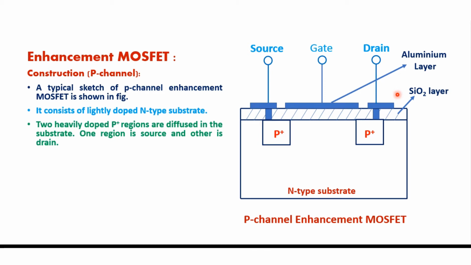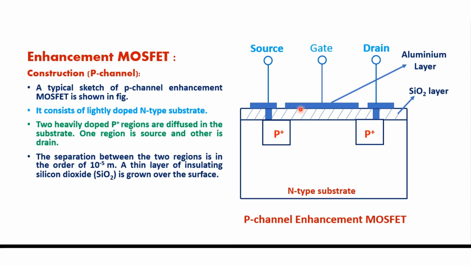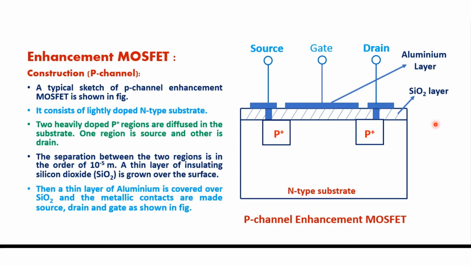Here, as I told you, two heavily doped P regions are diffused in the substrate. One region is the source and the other is the drain. The separation between these two regions is in the order of 10 raised to minus 5 meter, and a thin layer of insulating silicon dioxide is grown over the surface. Then a thin layer of aluminum is covered over the silicon dioxide and metallic contacts are made for the source, gate and the drain. So this is how this particular P-channel enhancement MOSFET is constructed.